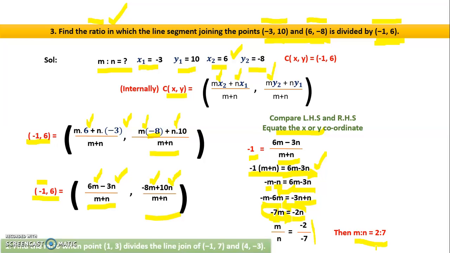According to that, I give one homework: find the ratio in which the point (1, 3) divides the line joining (-1, 7) and (4, -3). That is the homework. It is the same model. Coming to the next one.